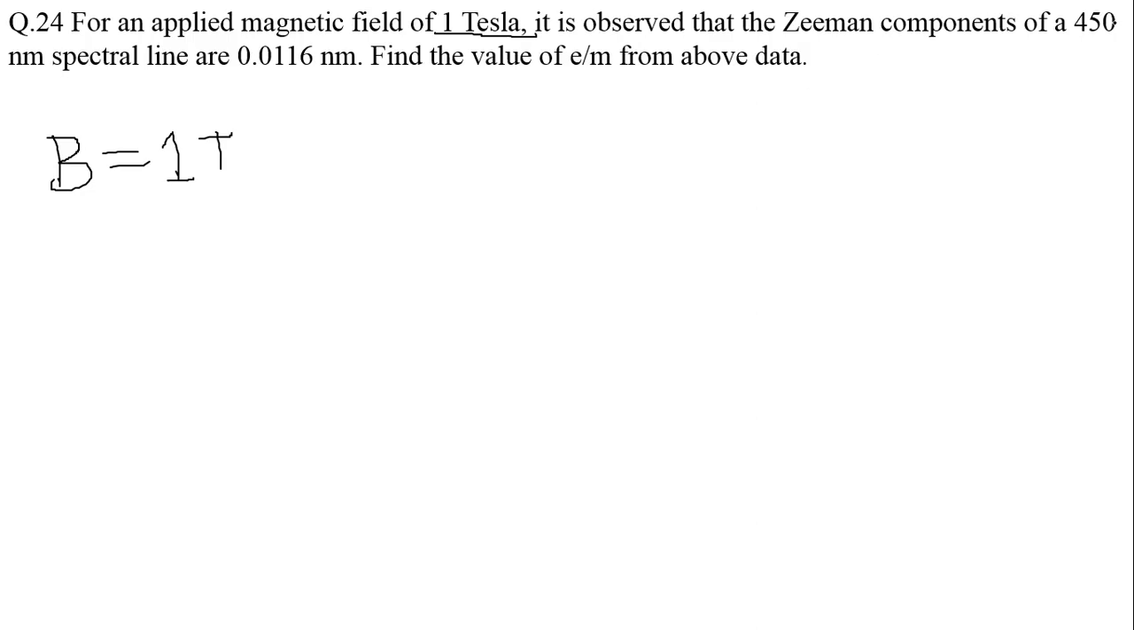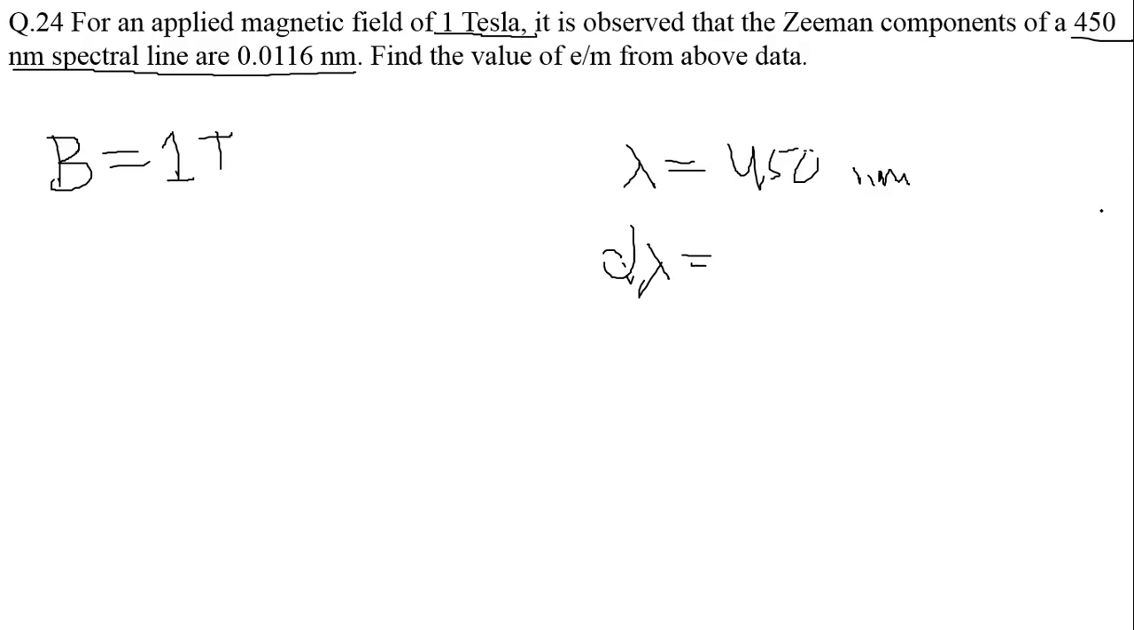It is observed that the Zeeman components of a 450 nanometer spectral line are 0.0116 nanometer. So here lambda is given. Lambda is 450 nanometer, and the Zeeman splitting is also given here. The splitting is 0.0116 nanometer. So splitting is nothing but d lambda, which is given by 0.0116 nanometer.